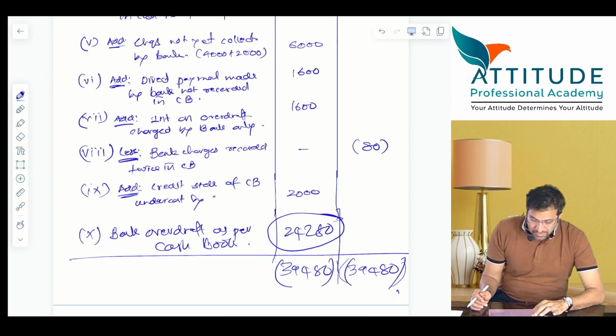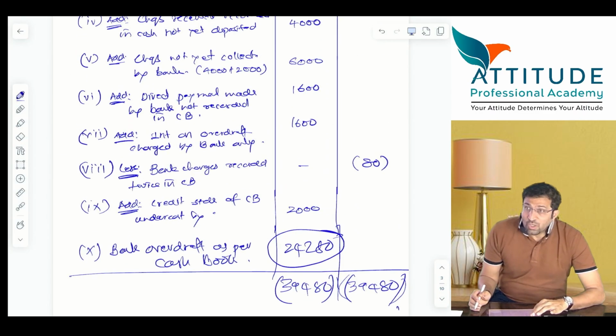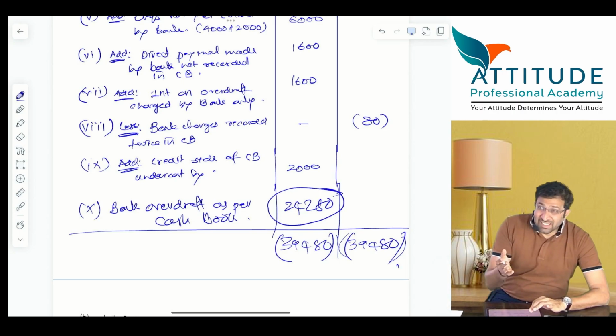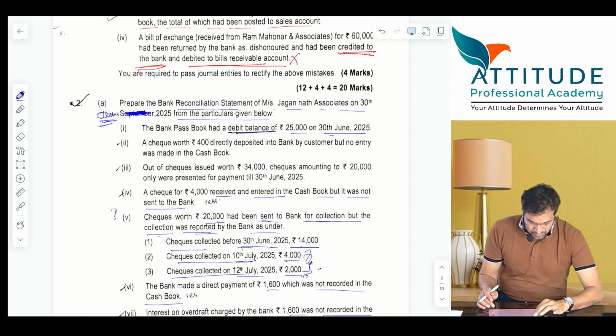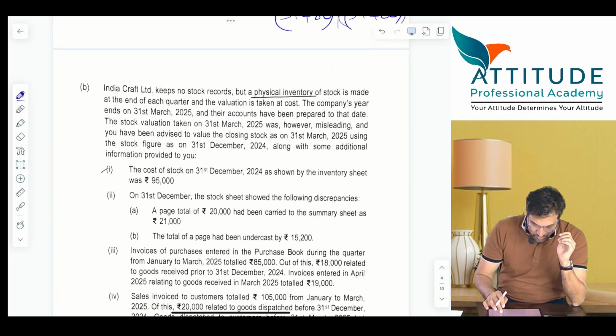Shall we proceed? Done, guys? Hello? 10 marks is done. 40 minutes here, but no more time now. Anyway, we are in the second sum. Come on, fast. One more.